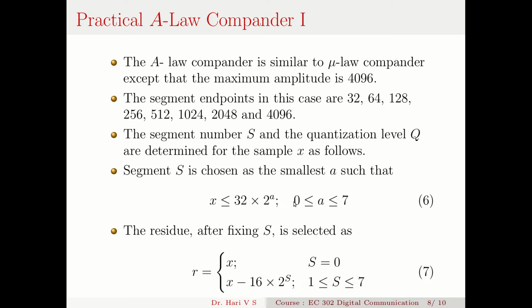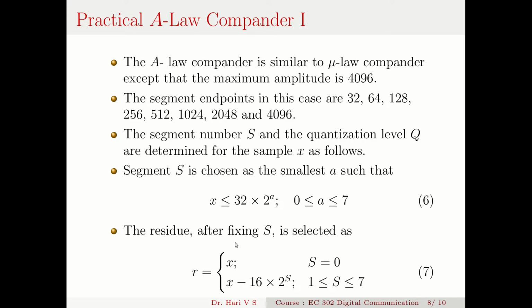When a equals 0, it is 32, the lowest value. And when a equals 7, it is 4096. So there are 8 segments that way. And the residue, once we fix a segment, then I have a residue in that. You accommodate that residue by putting in the quantization levels, 16 quantization levels.